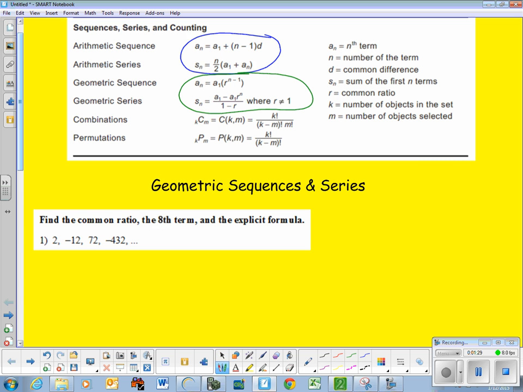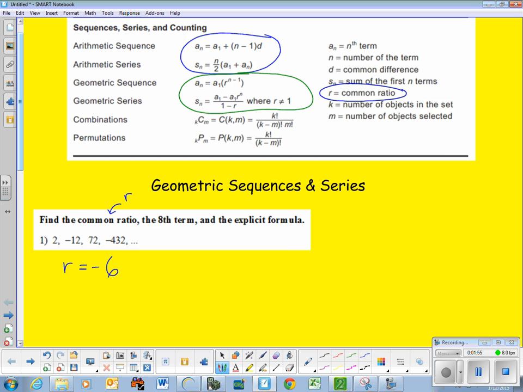All right, so common ratio, which is called R, it's the thing that you multiply by to get from term to term. Here's R, that'll be on your formula sheet. It's kind of like the geometric version of D. D was what we added each time. R is what we multiply by. So to get from 2 to negative 12, I need to multiply by negative 6.